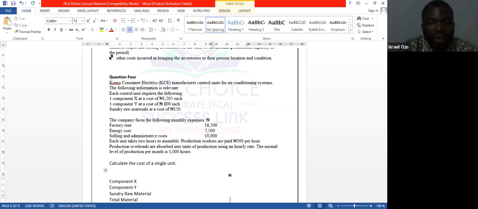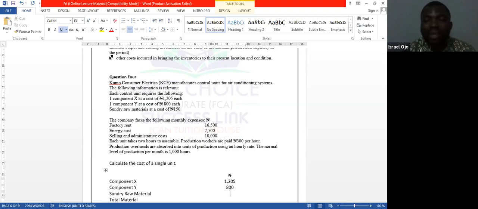Component X costs 1,205. Component Y is another component, which is 800. After that, we have sundry raw material. Sundry raw material is another material used. It's an additional material. It's not a main material like components X and Y, but there are other materials used in producing the AC. That's why they call it sundry raw material.